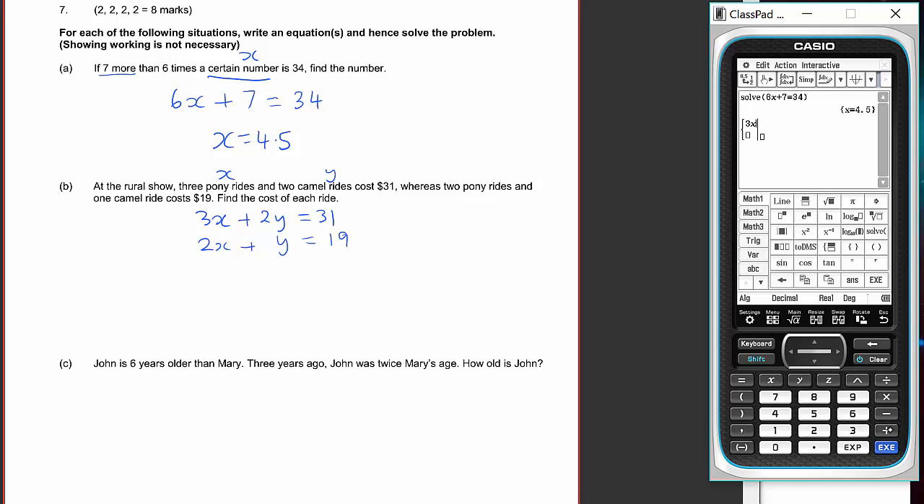So 3x plus 2y is equal to 31, and 2x plus y is equal to 19. We need to tell it here in this little box that we're solving for x and y. X is 7, y is 5. So we can say that the pony is 7 and the camel is 5.